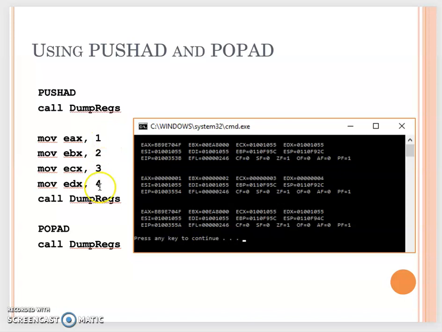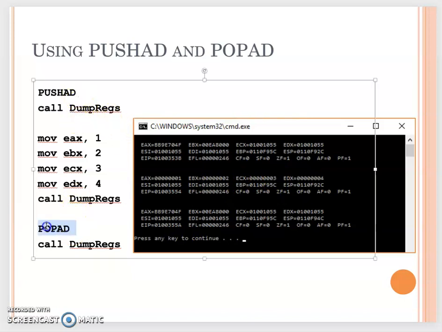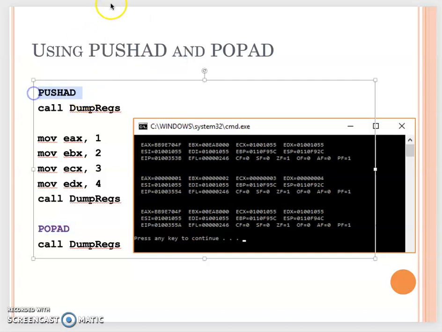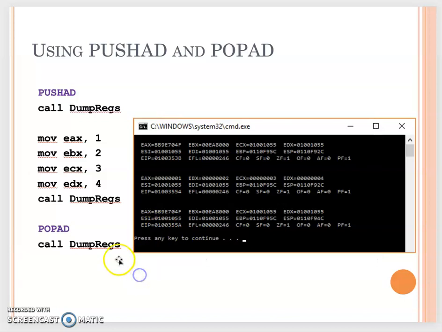So now let's change the value. If you change the EAX, EBX, ECX, EDX values and call DumpRegs again, you see the values changed. Then again, earlier we did push AD, right? So now pop AD restores the registers from the stack. Then you call DumpRegs again, and you will see they are the same as before. So DumpRegs is another procedure that displays not only all the register values, it also shows you the status flags.